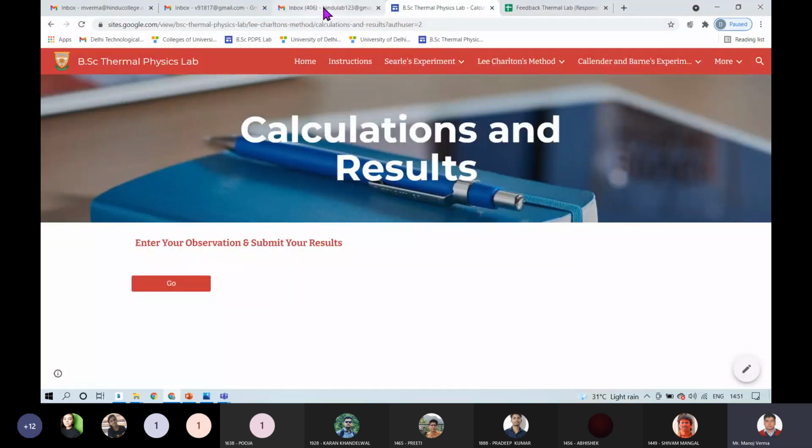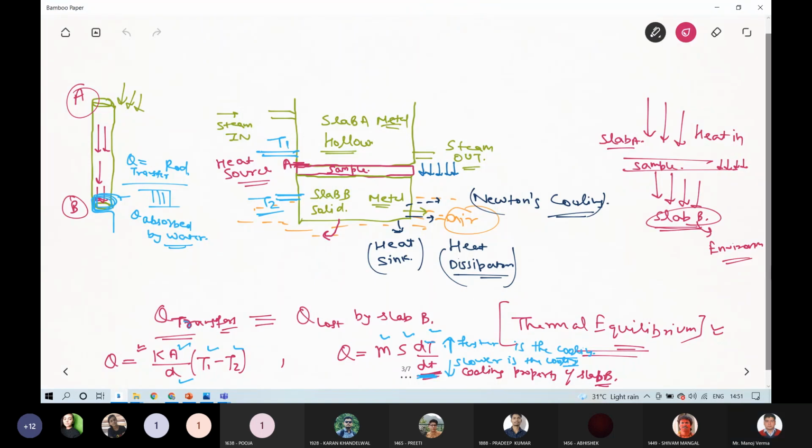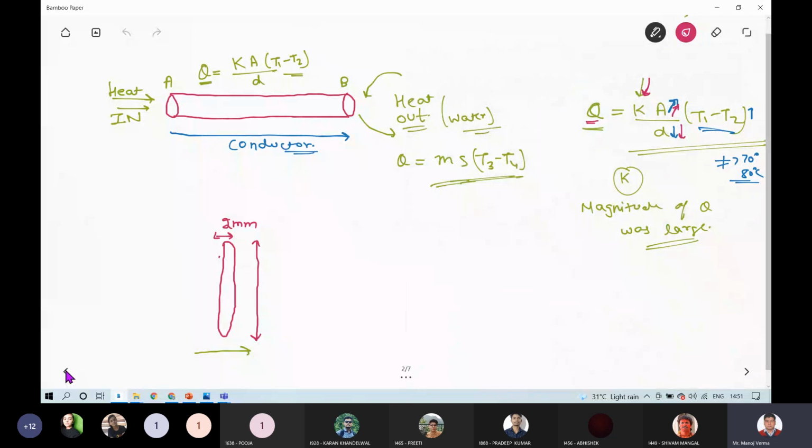Okay, so if I come back to this notebook, now you have understood this. So this is what I was actually talking about: in case of Searle's experiment the area of cross section was low and the length of the specimen was high, so the amount of heat transferred Q will become low.